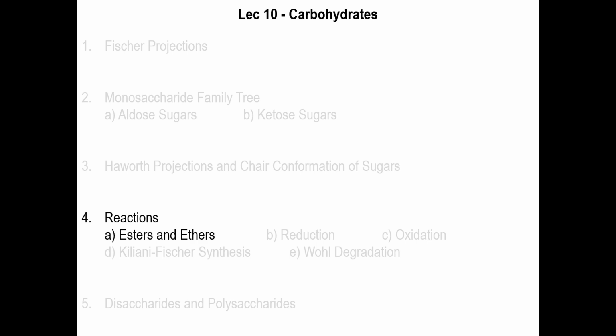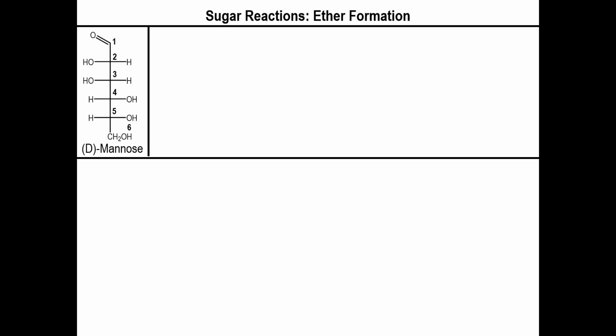Hello back. Time to talk about what you can do synthetically with sugars, once again from the point of view of organic chemistry. The first one is conversions into esters and ethers specifically. This applies to pretty much any sugar.